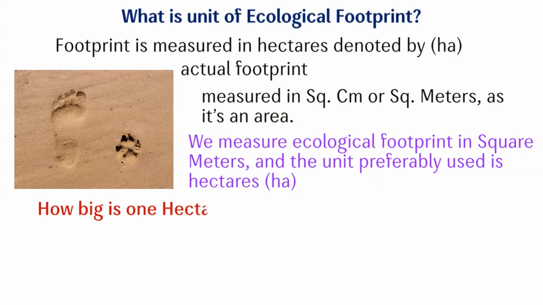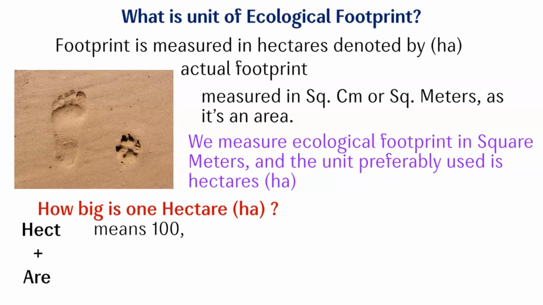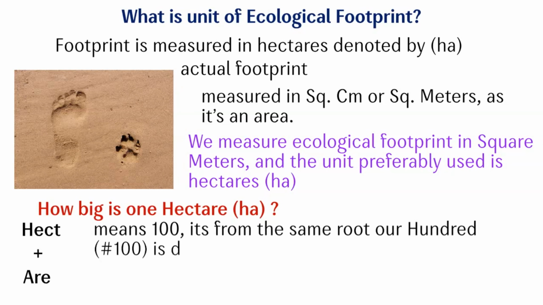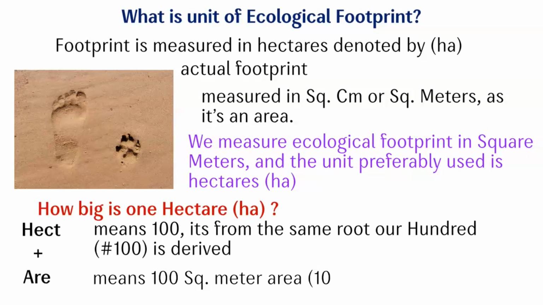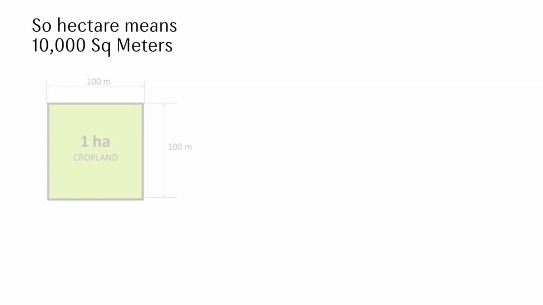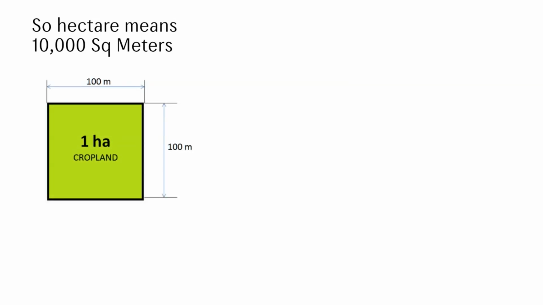How big is 1 hectare? The word hectare is made up of hect and are. Hect means 100. It's from the same root our word hundred is derived. And are means 100 square meter area. It's a 10 by 10 meter area. So hectare means 10,000 square meters. You can imagine a cropland of 100 by 100 meters dimension.